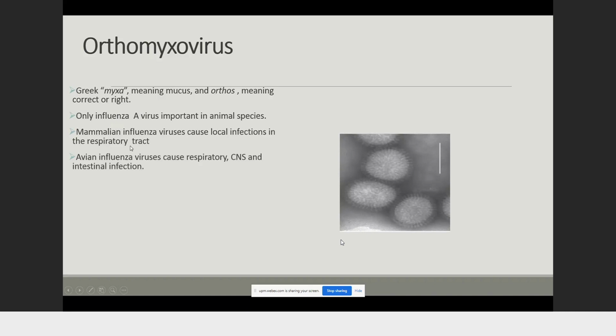For mammalian influenza virus, most of the time the infections are local, involving the respiratory tract. However, in avian species, this is true in the case of highly pathogenic avian influenza, where it involves respiratory syndrome, central nervous system syndrome, and intestinal infection. Okay, this is how the virus looks.